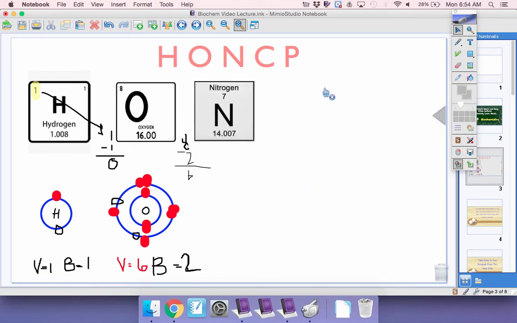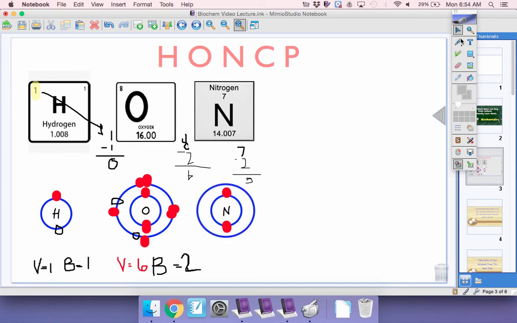Okay, moving on to nitrogen. Nitrogen's atomic number is 7, which means for nitrogen we have 7 electrons to work with. We start with our symbol in the middle and go to our first energy level. Our first energy level can hold 2 electrons, and so we put 1, 2 electrons in our first energy level. We then go here, we've used 2, which means we have 5 left for our next level.